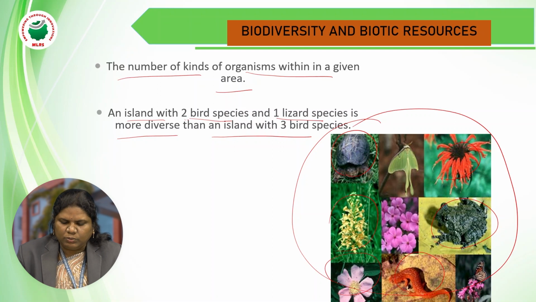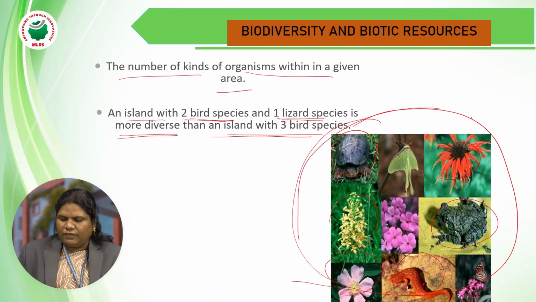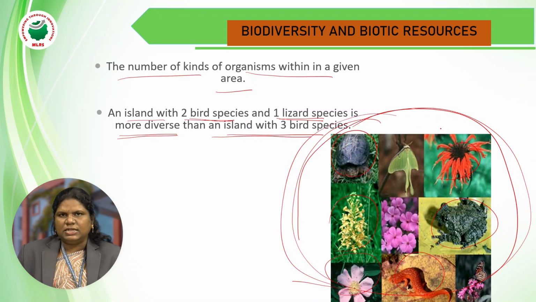An island with two bird species and one lizard species is less diverse than an island with three bird species. If we take an island where we can see different types of birds, lizards and flowers, this is called species diversity.